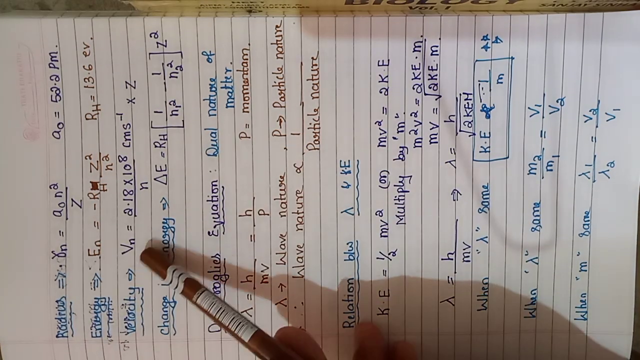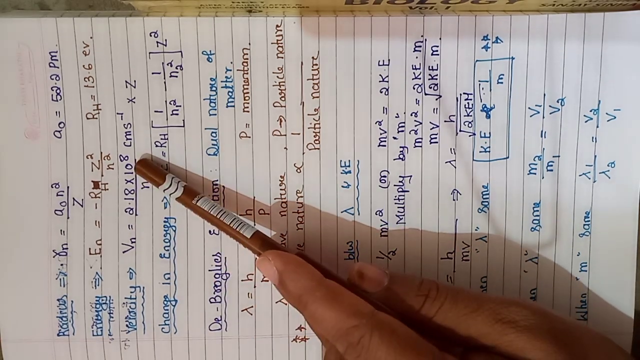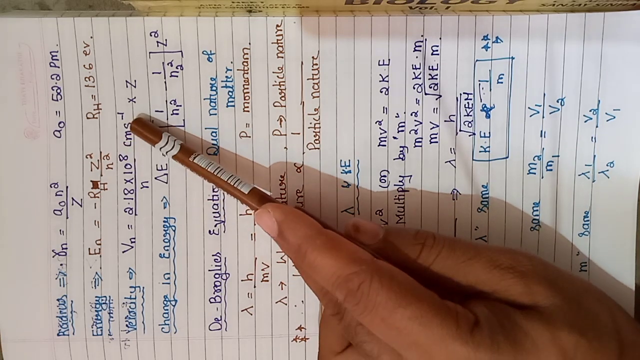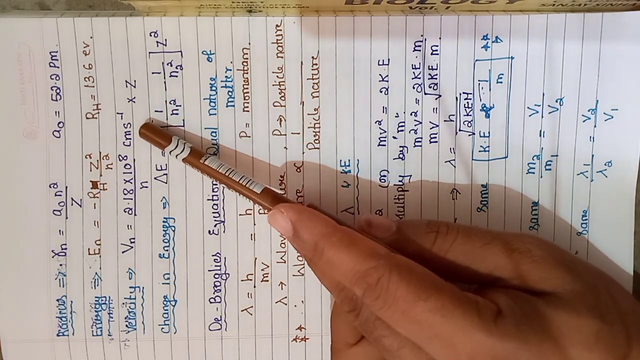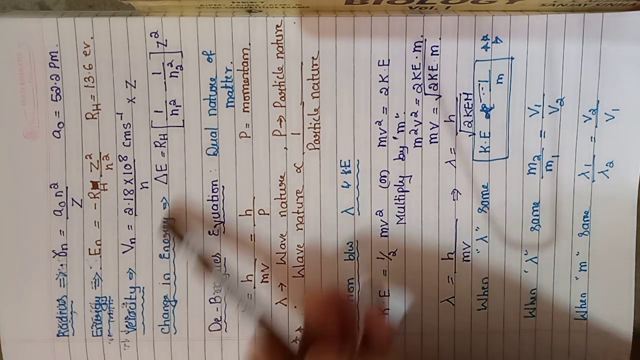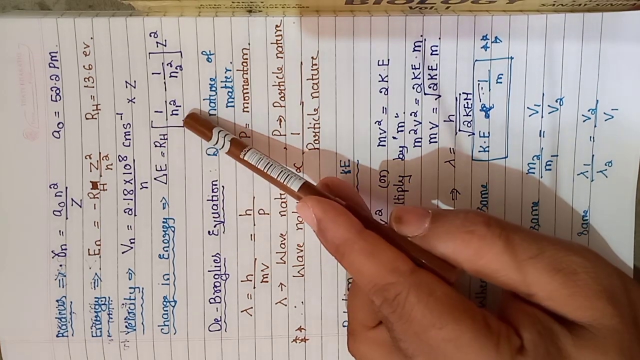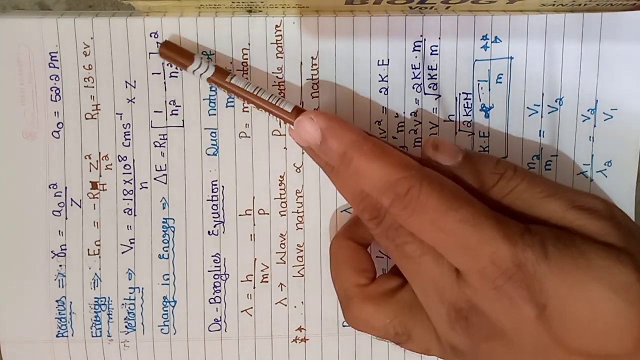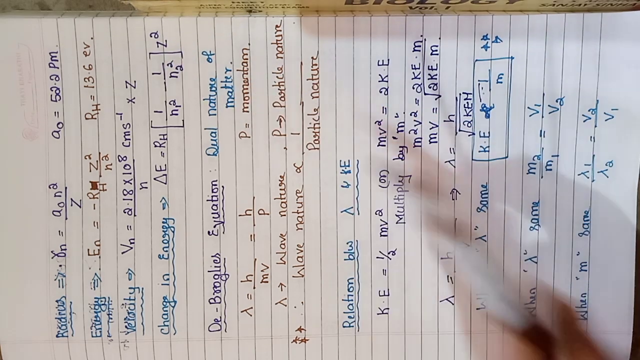And the velocity of the orbit Vn is equal to 2.18 into 10 to the power of 8 centimeter per second, multiplied by z divided by n. This is the formula to find the velocity of the orbit. If you want to find the change in energy, delta E, then the formula is RH into 1 by n1 square minus 1 by n2 square, into z square. This is the formula to find the change in energy.